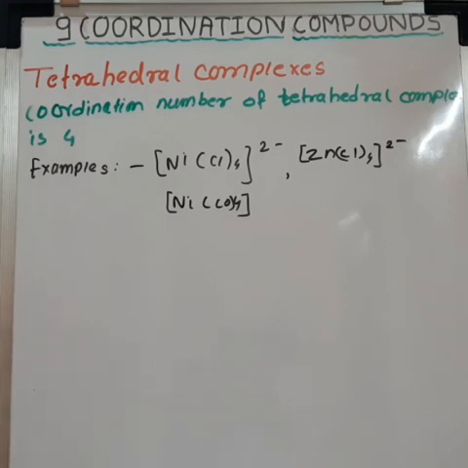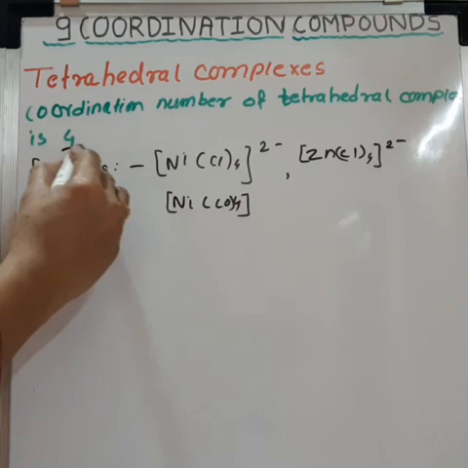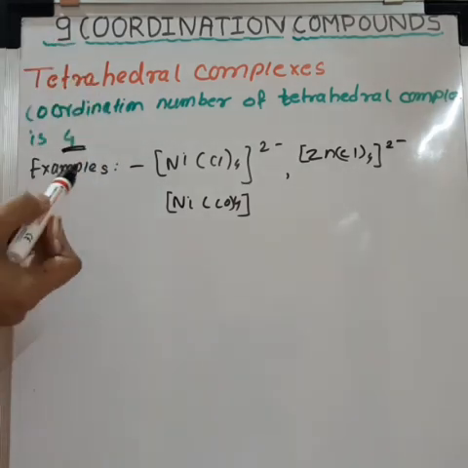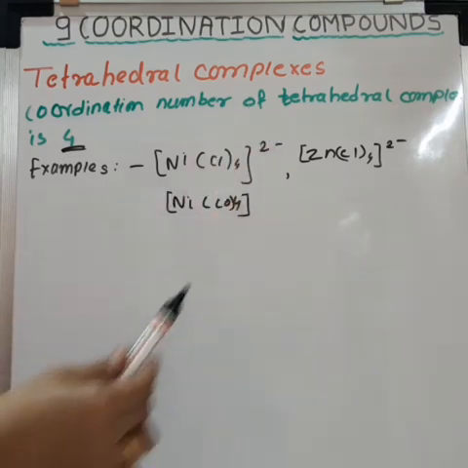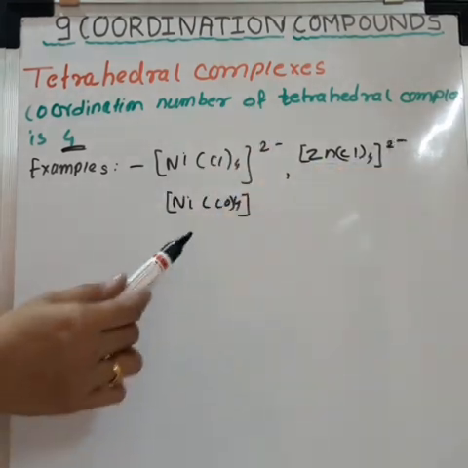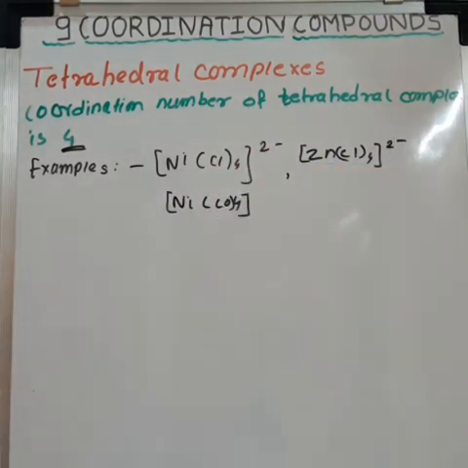Now let's see tetrahedral complexes. The coordination number of tetrahedral complexes is 4. Examples of tetrahedral complexes are NiCl4 2 minus, ZnCl4 2 minus, and Ni(CO)4. This is a neutral complex. So these types of complexes are tetrahedral complexes. Let's see these molecules according to VBT.